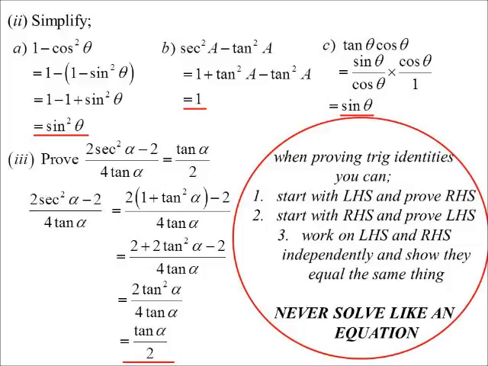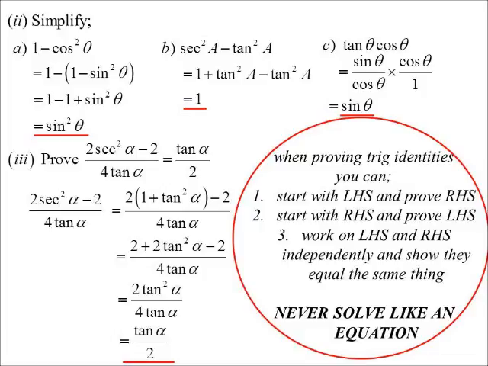So this is what I was saying. When we're doing our trig identities, it's a bit like those inequalities we were proving, the same sort of idea. We can't treat it like an equation to move things from side to side, because that would be assuming it's true. And we're being asked to prove it's true. So I can't do that.